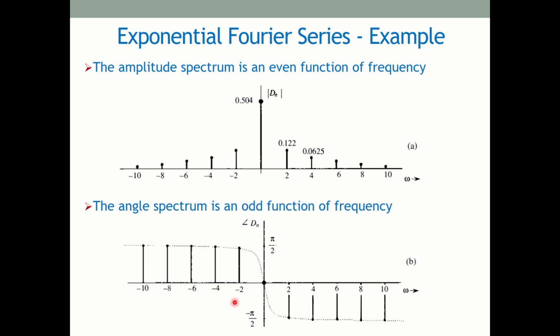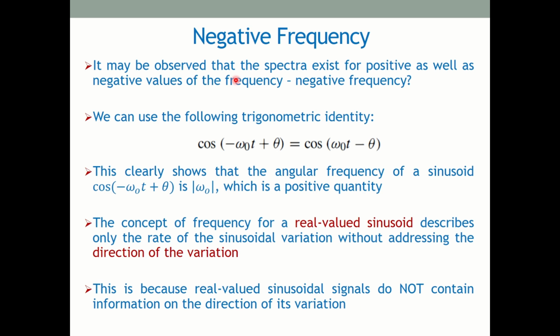Now we can see here on this axis we have negative values. On this axis as well we have negative values. So that seems to show that we have some kind of negative frequency in these signals. This is explained in the next slide here. So do we have negative frequency? How do we explain that phenomenon?